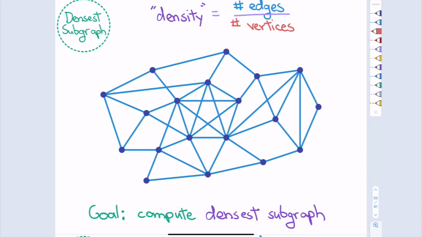So it's the average degree divided by 2. So the problem is to try to find a subgraph that's very dense, a very high ratio of edges per vertices. Anyone have a suggestion for a dense subgraph? Yeah.